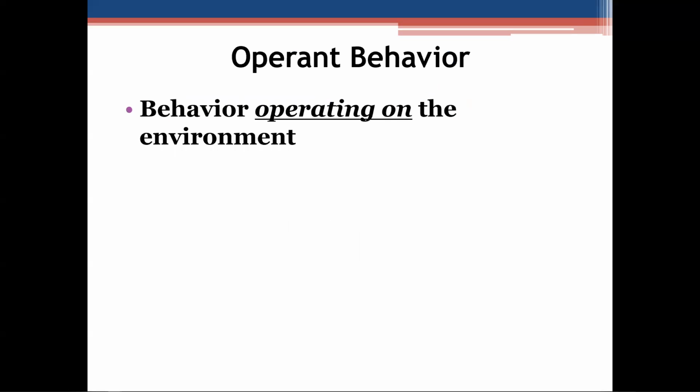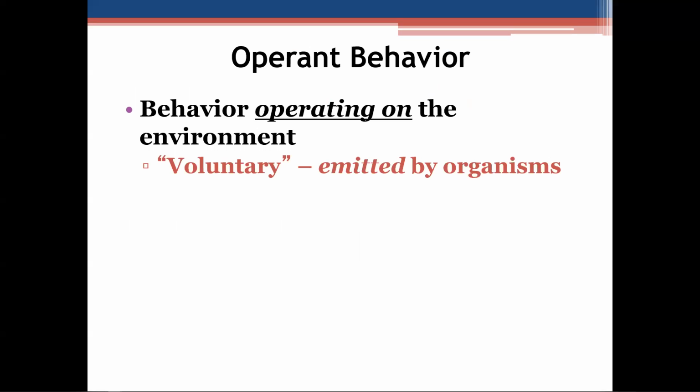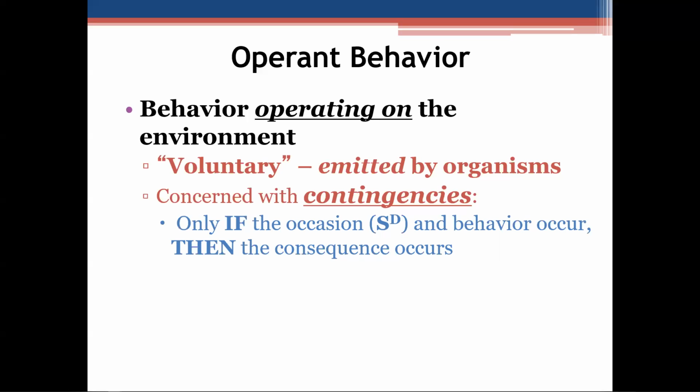So it's called operant behavior because the behavior operates on the environment, and then the environment essentially operates back to provide rewards or punishers. We typically call it voluntary behavior, meaning that it's emitted by the organism. It's not reflexive or forced by the environment. So it's more within the realm of what we call voluntary behavior, and it's concerned with contingencies.